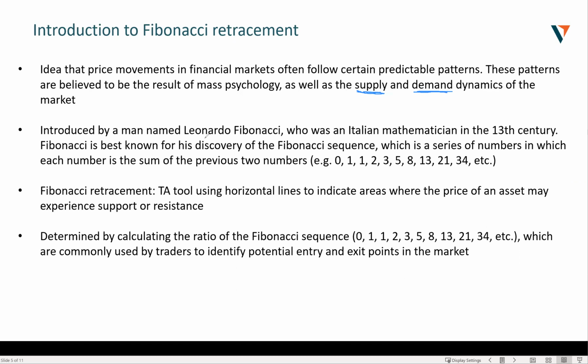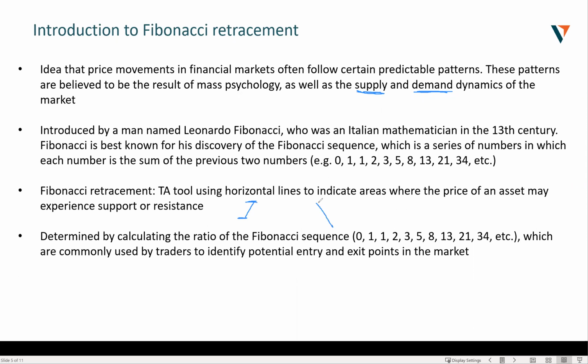A bit of history: Fibonacci retracement was introduced by a man named Leonardo Fibonacci, an Italian mathematician. It is a technical analysis tool where you pick 2 points, any 2 points, to start and end the Fibonacci retracement. If you're in an uptrend, you want to pick the lowest point as the starting point and the highest point as the ending point.